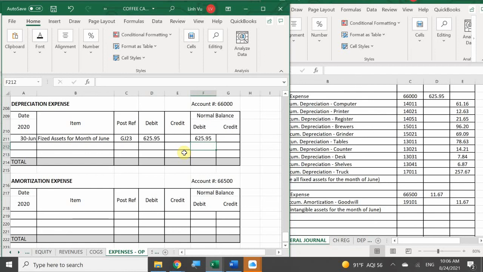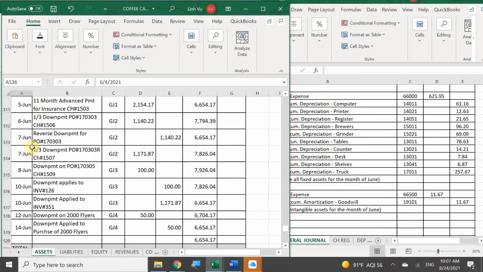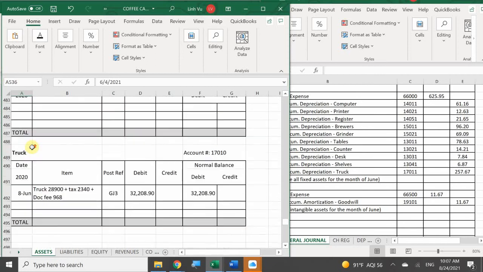Okay, $625.95. So now, making our way to our assets, we're going to go one at a time in each account. So the first one we have here is the computer.